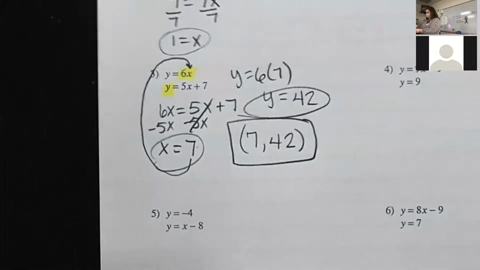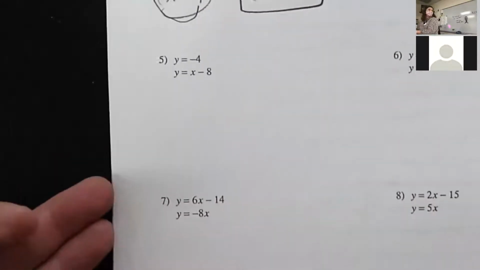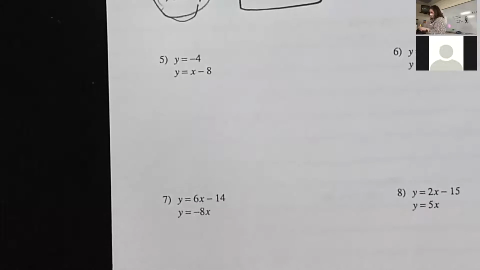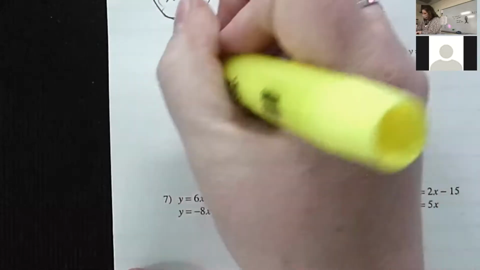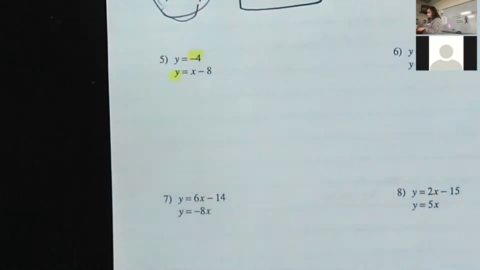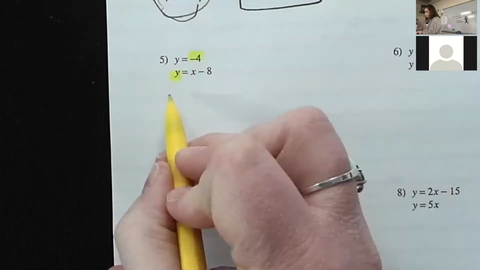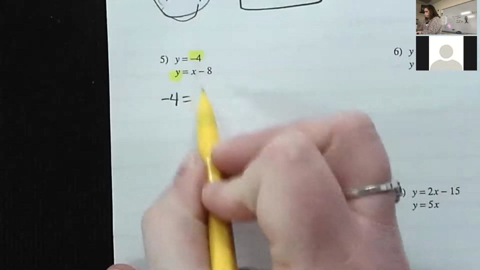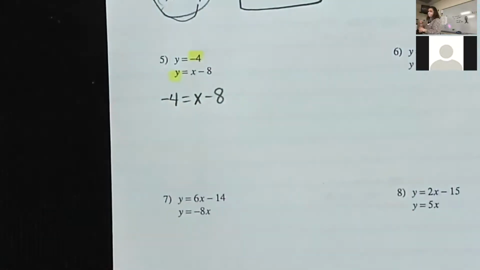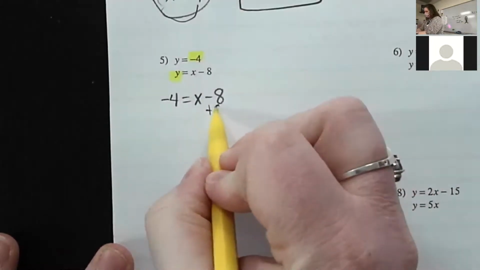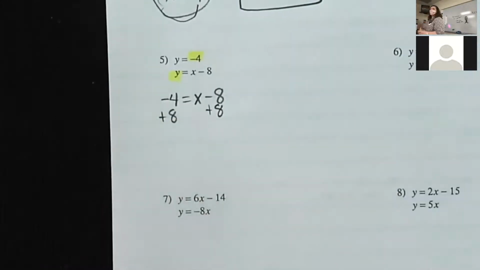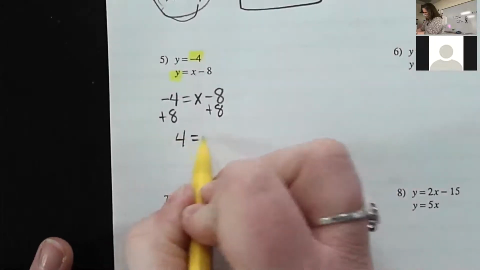Okay, let's keep trying. Move down the column still. Which one do you think I should use? The -4. Yeah, the -4. So wherever I see a y in that other equation, I'm going to put in that -4. So I have -4 equals x minus 8. If I wanted to get x by itself, what do I do? Add 8. I'm telling you the answer. I'm so sorry. What's -4 plus 8? 4. So I have 4 equals x.